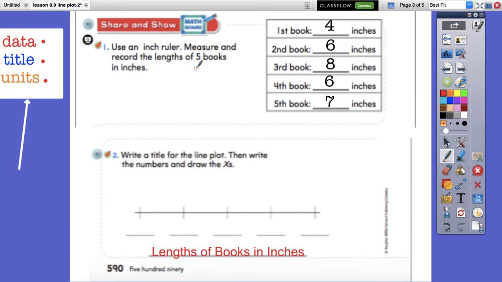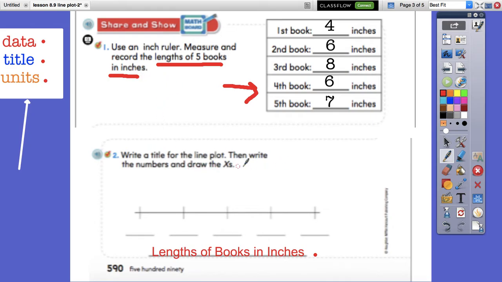Now, since we're not at school and we don't have books in front of us and we don't have rulers, we just decided to put the inches down here in the box for you. So this is your data that we're going to use for our line graph. Now, down on the bottom, it says write a title for the line plot. I already did that for us, but I got that information from up here where it said record the lengths of 5 books in inches. So we know we're talking about books and we know we're talking about inches.